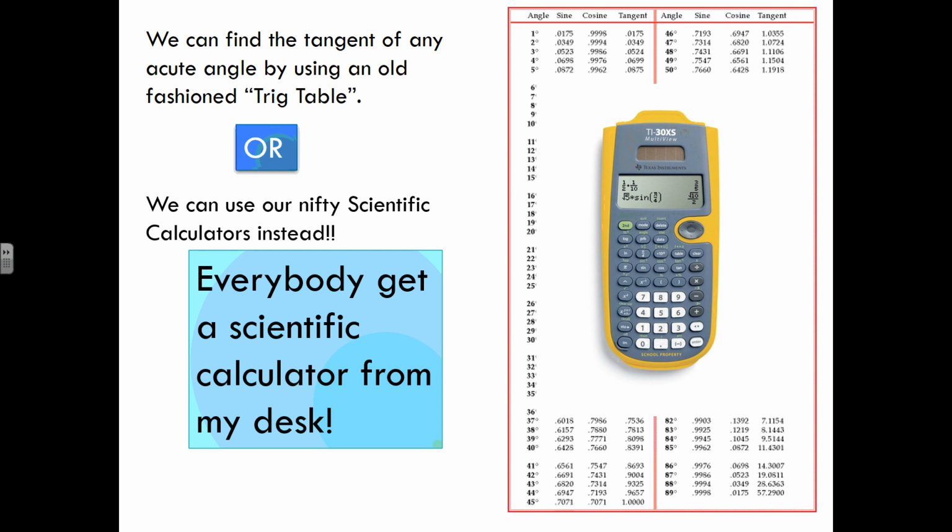So everybody should have access to a scientific calculator, and this is how we're going to be calculating these things. If you don't have a calculator for whatever reason, there is this table that I have behind this photo here in your textbook, in your gray textbook.